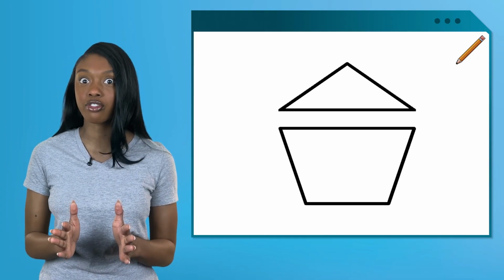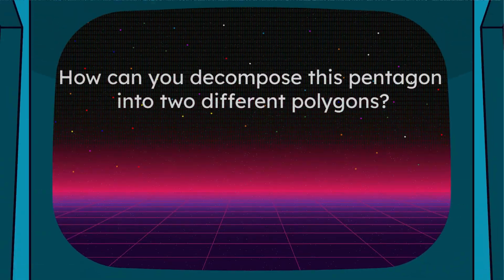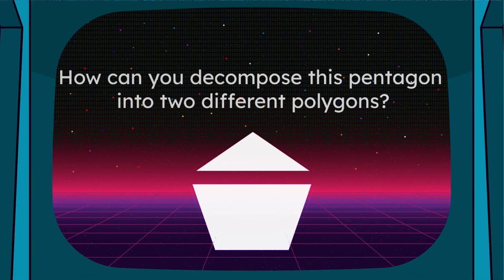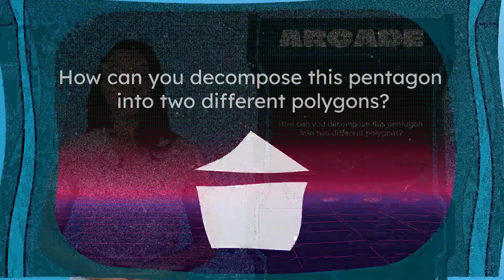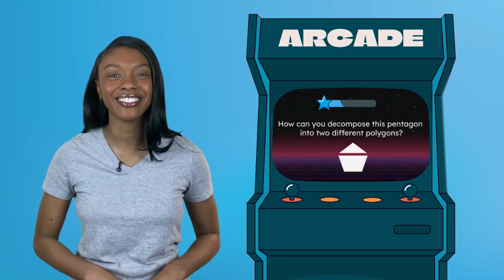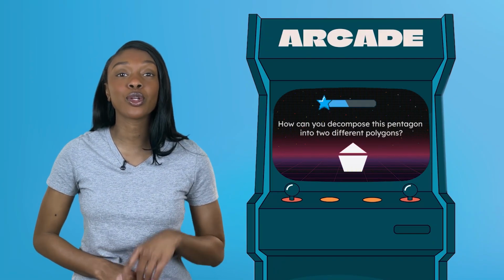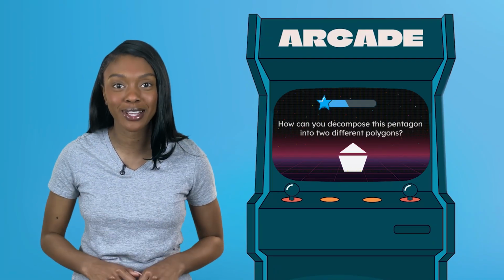Let's check our answer for the math quest. That's it. We did it. A pentagon breaks into a triangle and a trapezoid. Remember, every problem has a solution, and we've got the skills to solve it. See you next time.